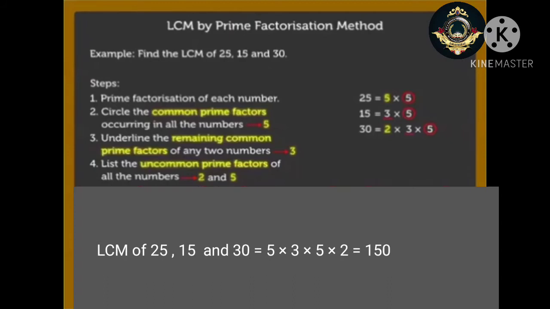Multiply the factors taking the common factors 5 and 3 only once. Therefore, LCM equal to 5 into 3 into 5 into 2, which equal to 150.